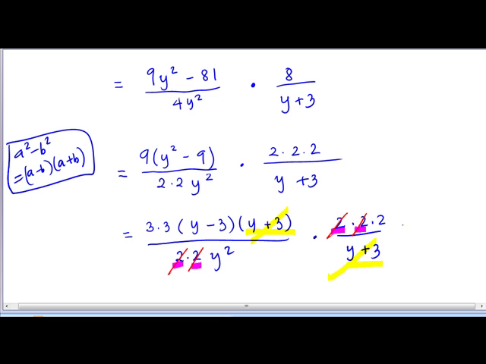So now we have left 3 times 3 times this binomial and times 2. So you have 9 times 2 is 18 times y minus 3. On the bottom, you have only y squared left. So you're done.